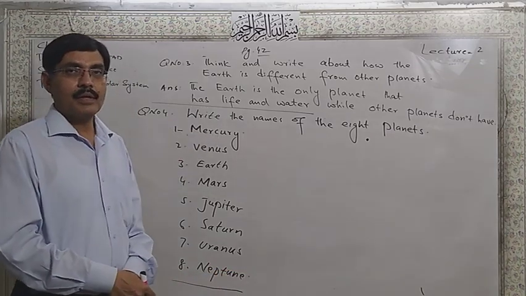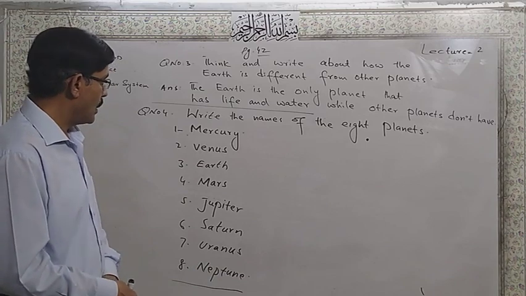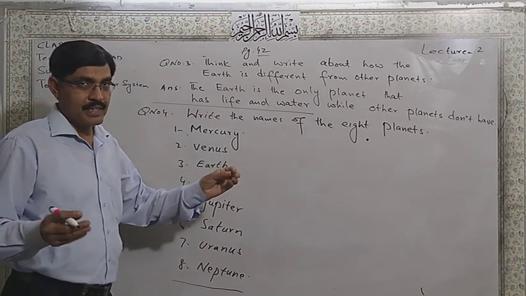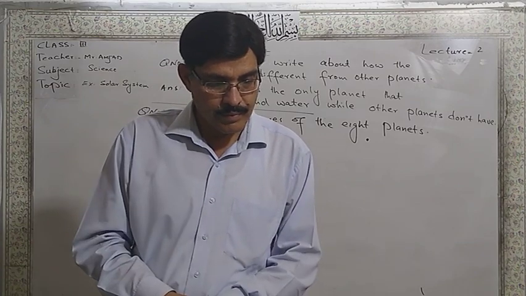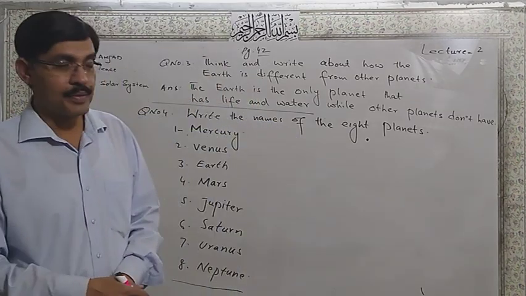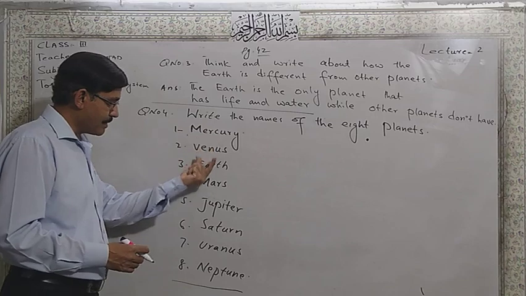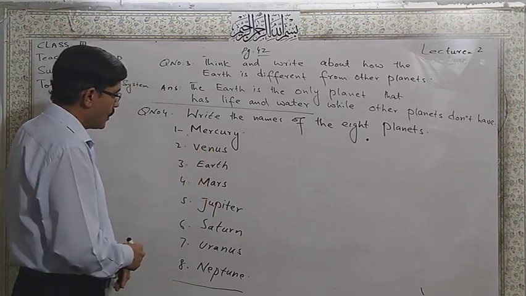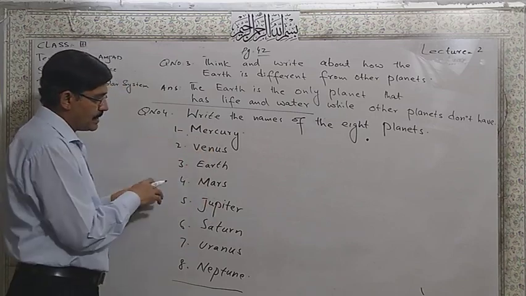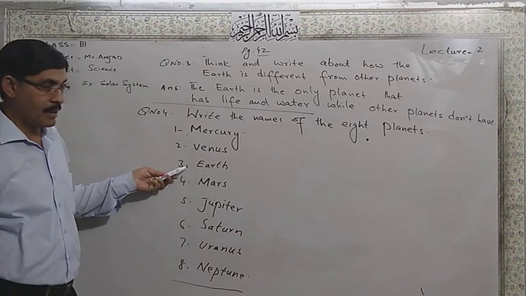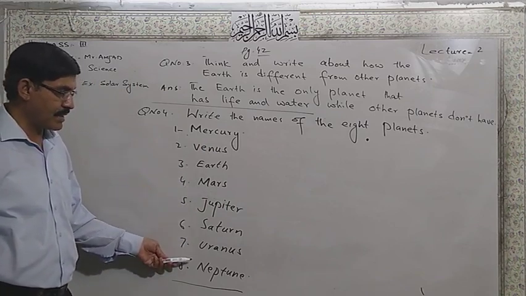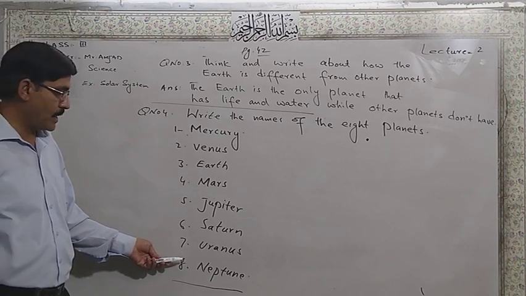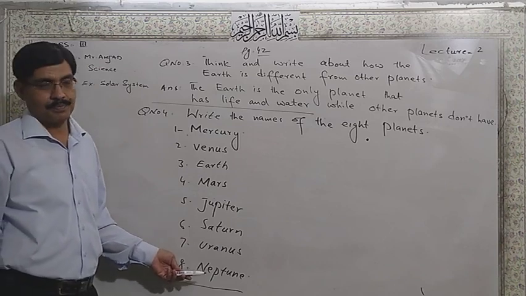Yesterday we have read about them. Write the names of the 8 planets according to their distance from the sun. These are the right way. First one, Mercury. Second, Venus, Earth, Mars, Jupiter, Saturn, Uranus, and in the end we have got Neptune.